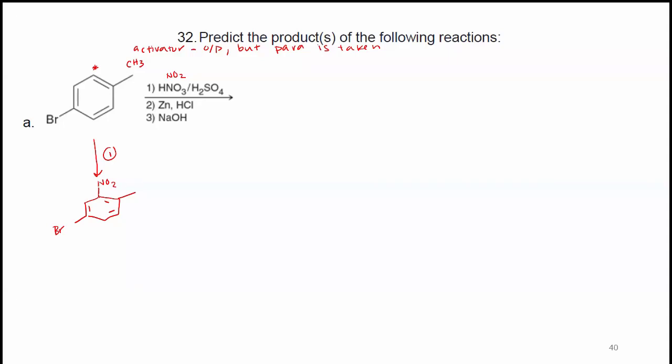Okay, so steps 2 and 3 go together. So that zinc, HCl, and NaOH are part of the same reaction step. So it's not 2 separate ones. So what do you think the product will be if we add zinc to that?